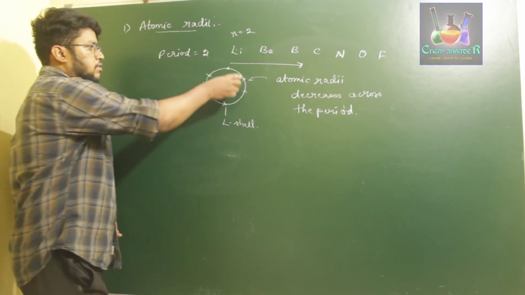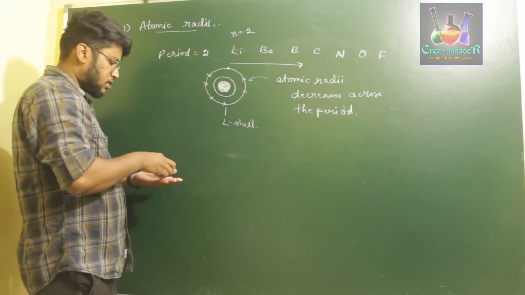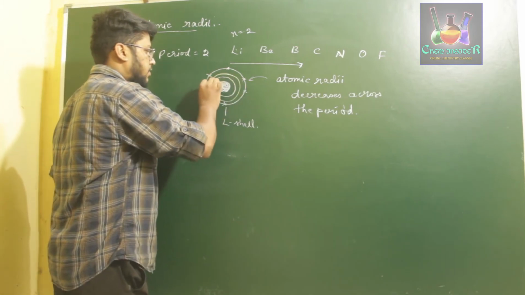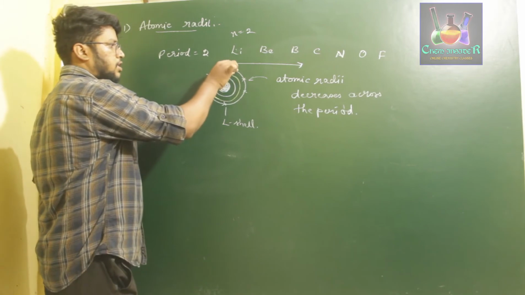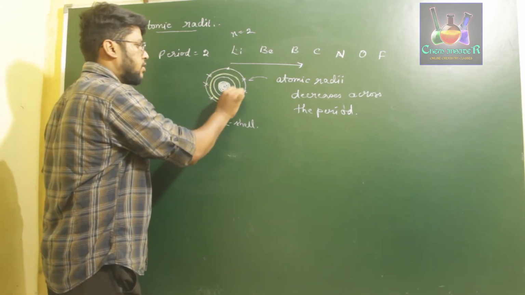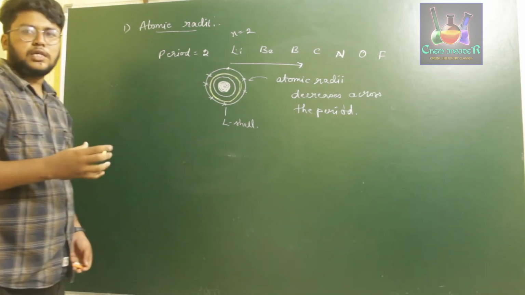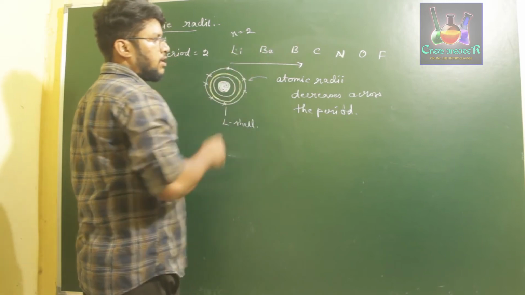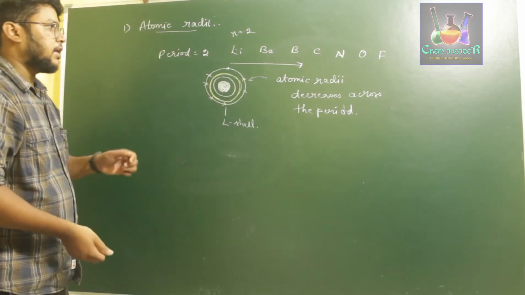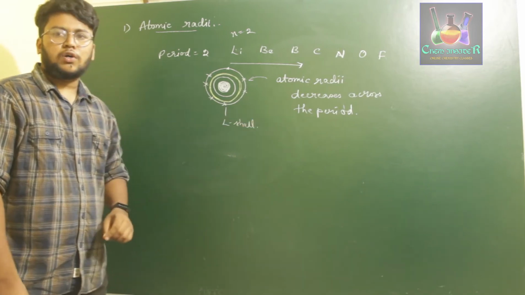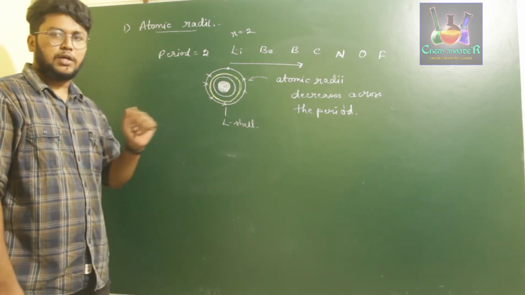So the size of this orbit, which was initially like this, will be at this position once 7 electrons are placed in between them. The initial electron orbital was this, and now it is closer to the nucleus. Therefore, the size decreases when we go from left to right of the period. That is the trend: atomic radii decreases across the period from left to right.